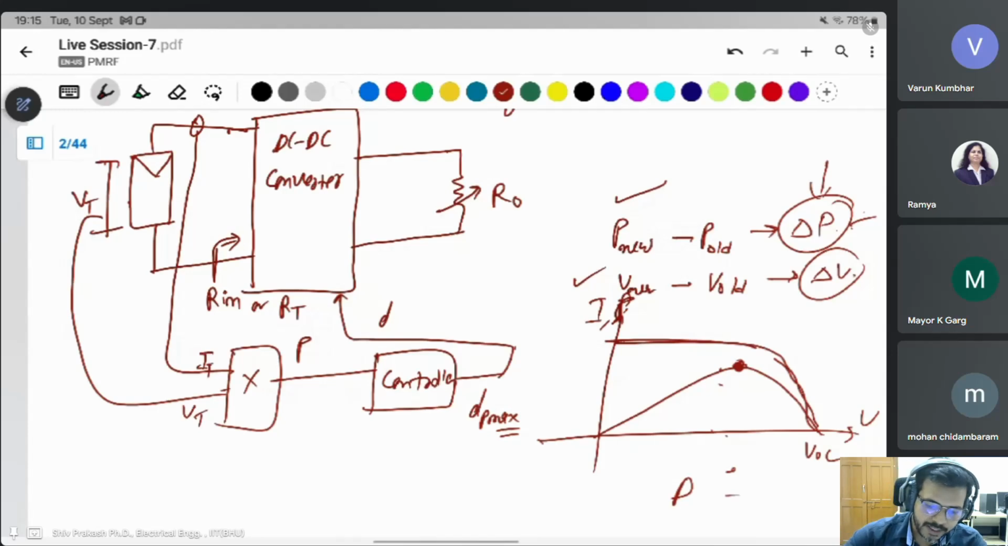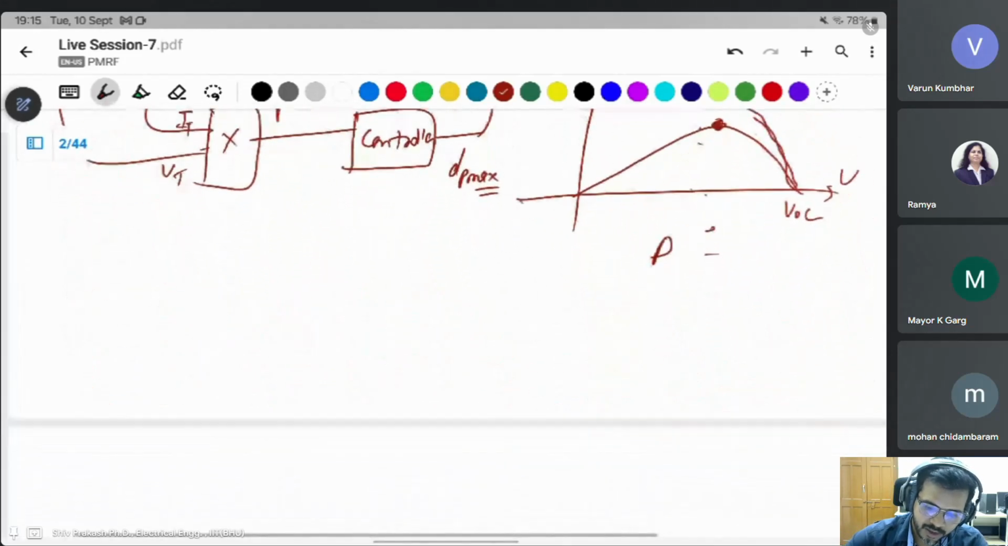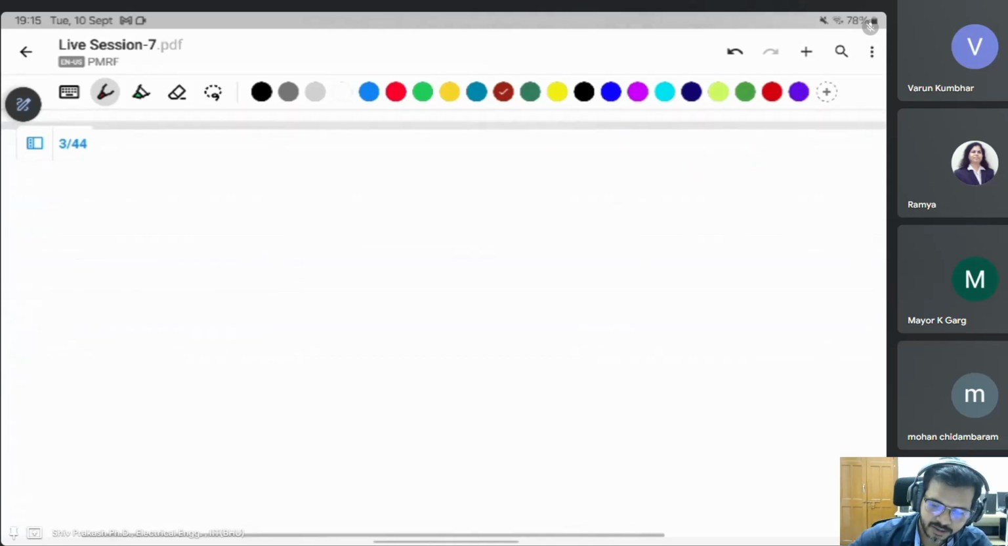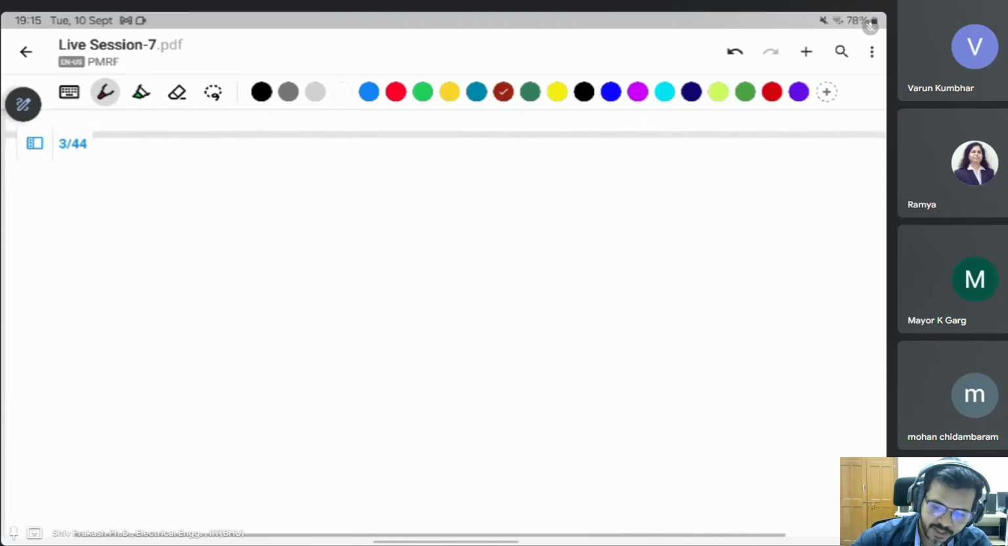But the basic of this one: in an analog system, you can say this is a digital system. A microcontroller is used. Digital, you can put a value and give the algorithm, and it will track the maximum power. But in an analog system, in the basic, there is a mini system.